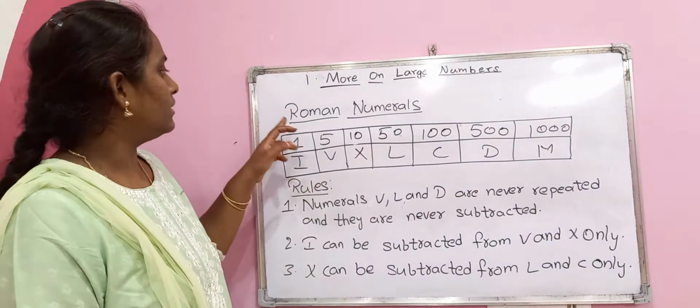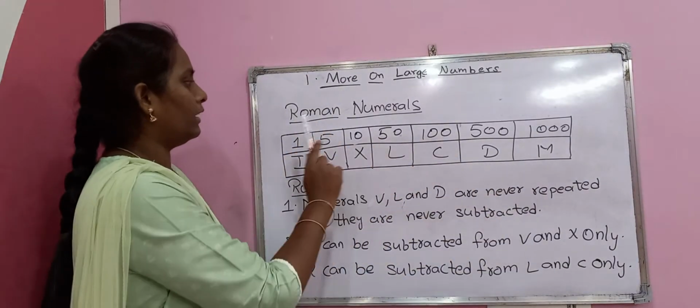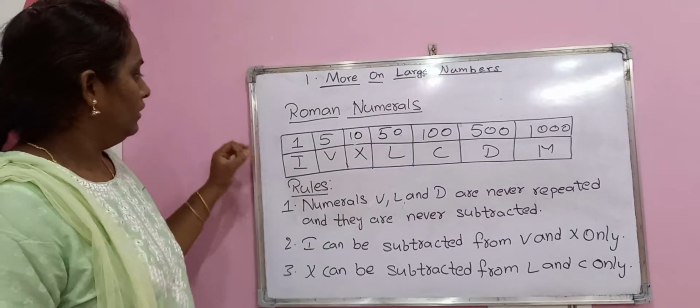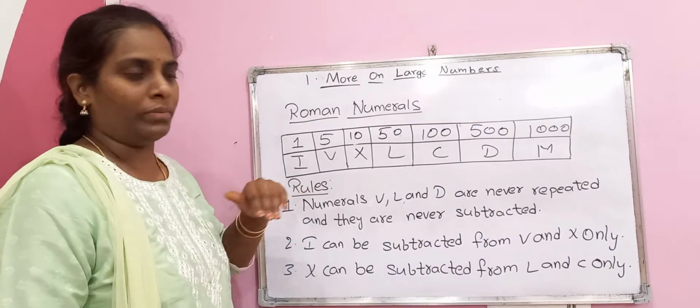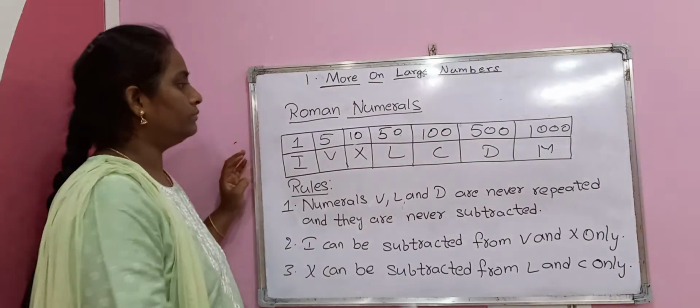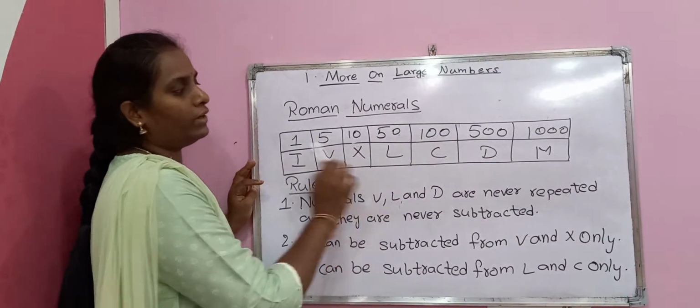Today's concept is Roman numerals. Roman numerals were originated in Rome. This is the table for Roman numerals.